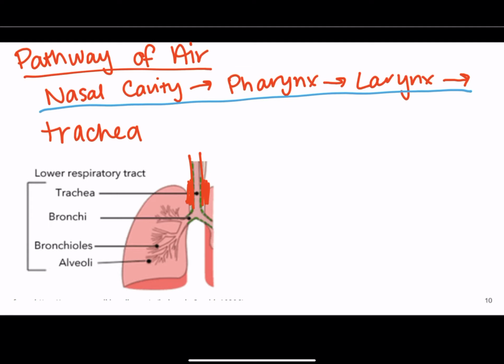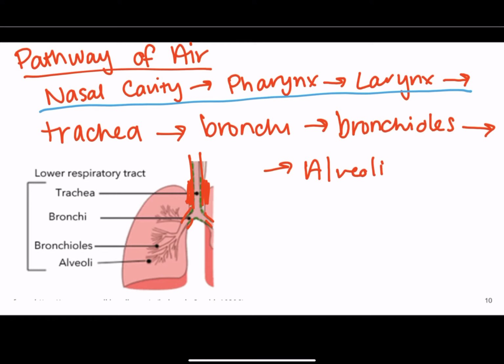It has reinforced cartilage along with ciliated epithelial cells to filter the air. Next are the two main left and right bronchi. So obviously we see bronchi right here, and those are going to be the next on our pathway. Bronchi lead into even smaller branches called the bronchioles, and eventually they lead to the alveoli. And all of those parts make up the lower respiratory tract, and that is actually where we have the gas exchange of carbon dioxide and oxygen.